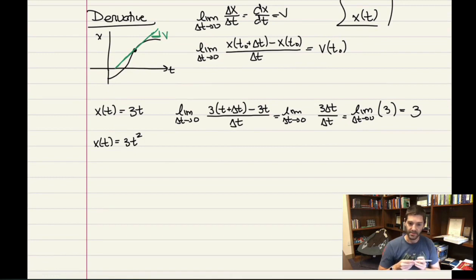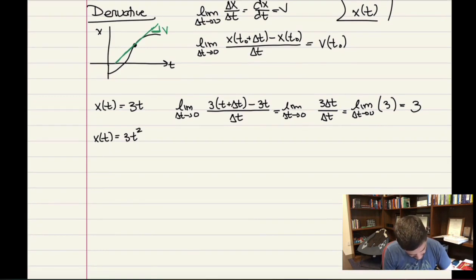What about something like this? So a polynomial that is now t squared. So this is a curve that is a parabola. As you get to larger and larger t, the slope appears to get steeper and steeper and steeper. So we should see that as t gets bigger, the slope should also get bigger. So let's actually then evaluate the slope.